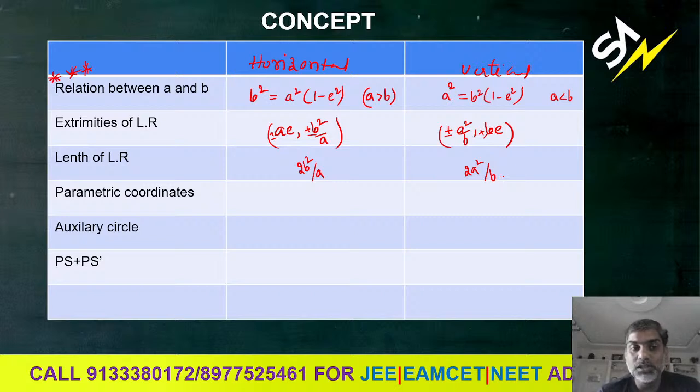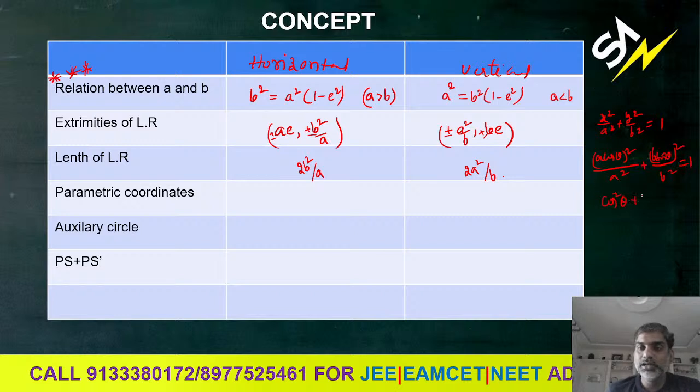Parametric coordinates. So what are the parametric coordinates? Here I can write x square over a square plus y square over b square equals 1. So if we replace x equals a cos theta, whole square by a square, and y equals b sin theta, whole square by b square, which equals 1. Can it satisfy? We can check it. So a square gets cancelled. We are getting cos square theta plus sin square theta, and this is always 1.